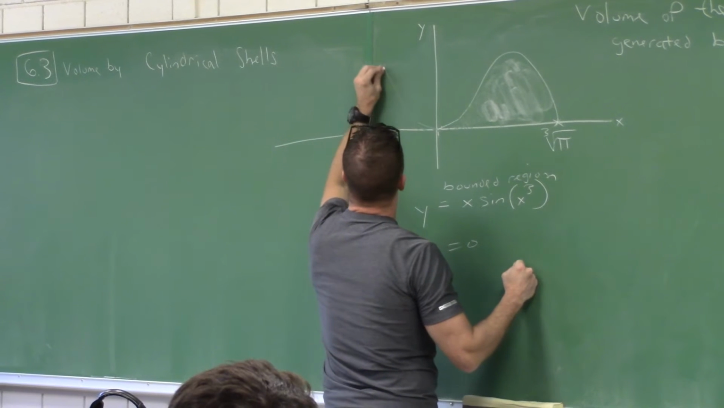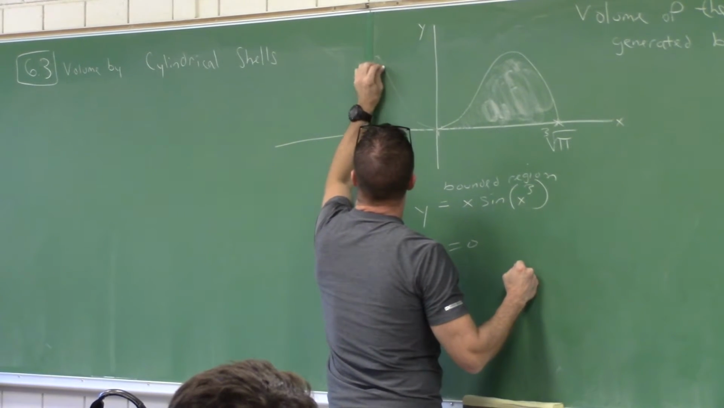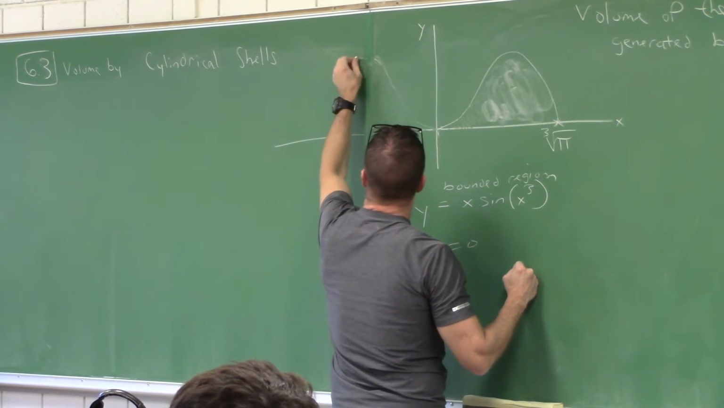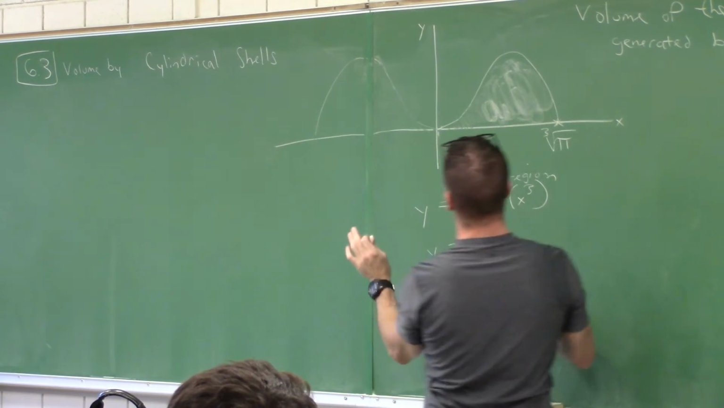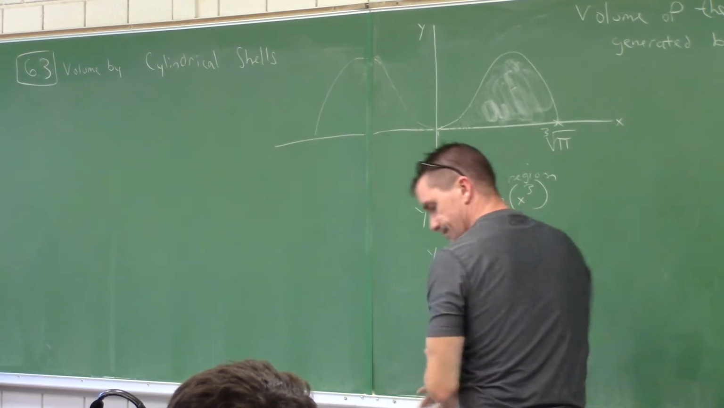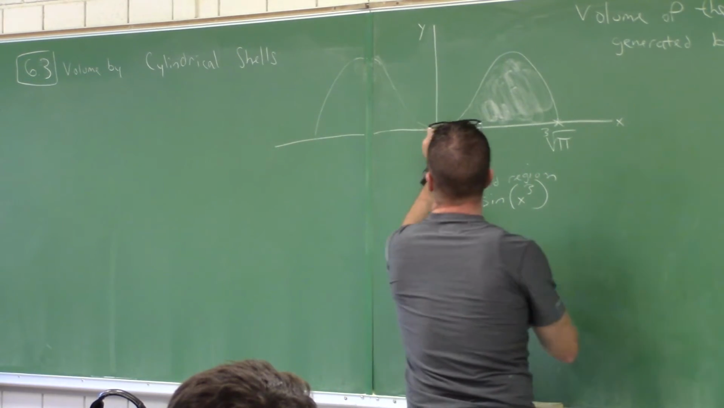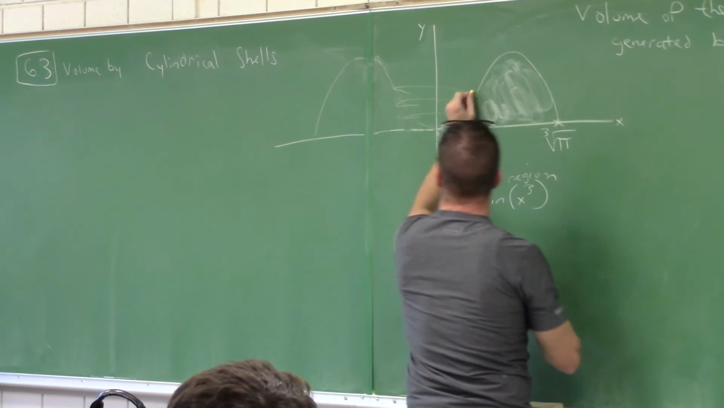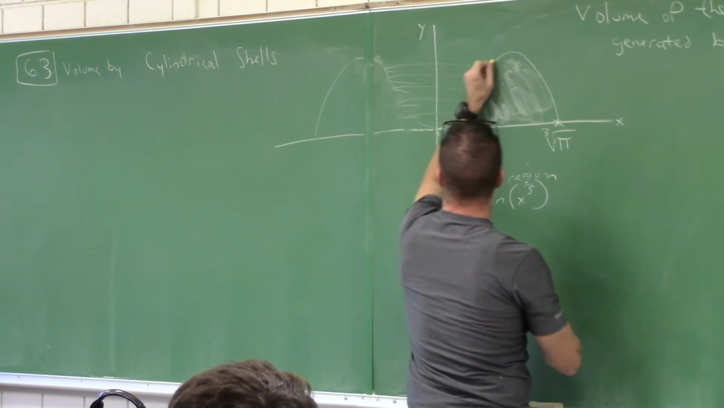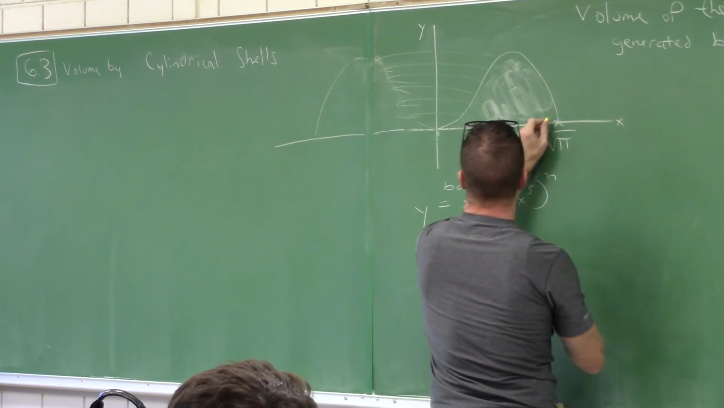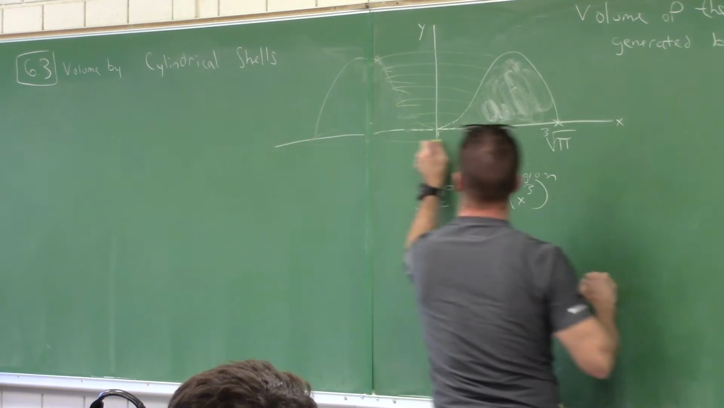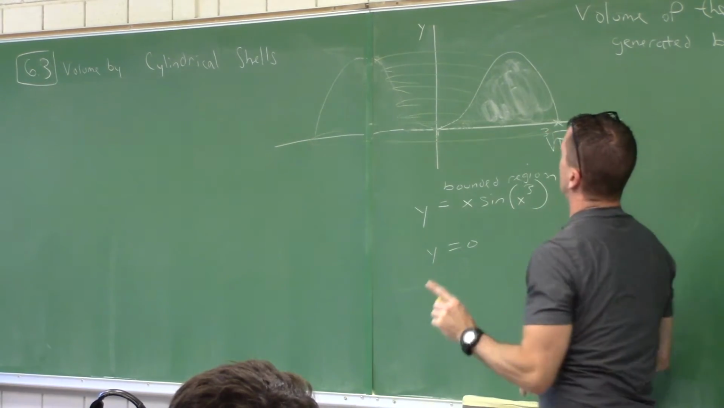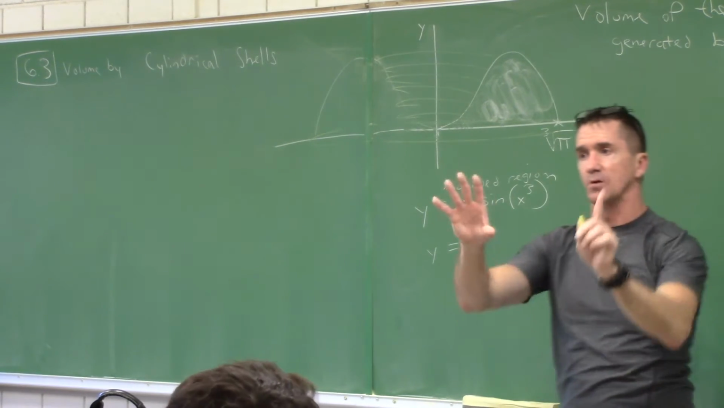Something like this. It comes around here like that, and around here, and around here, and we're revolving all this around the y-axis. So have a nice big picture just like that. We're going to build one cylindrical shell and focus on it.